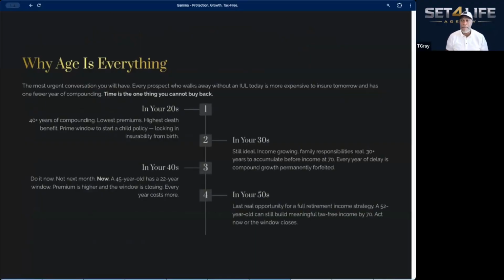Now, let's talk about age related to IULs. And I'm going to tell you what, guys, age is everything. When it comes to an IUL, yesterday was the best day to do it. Today's better, and tomorrow, hurry on up. Okay. So, this is the most urgent conversation you're going to have.